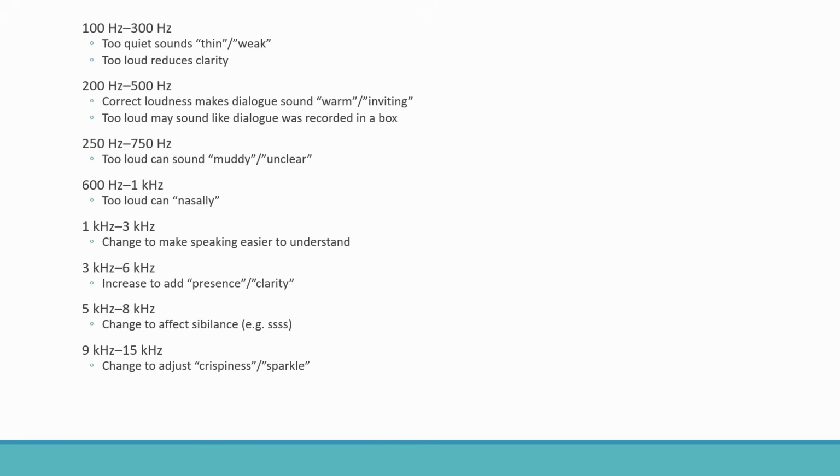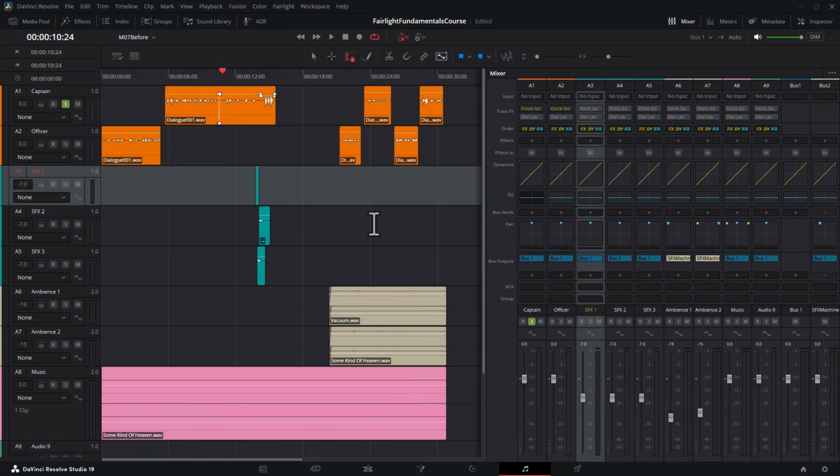And from 9 to 15 kHz, you can change this to adjust the crispiness or the sparkle of the dialogue. From 10 to 20 kHz, you can adjust this to change the airiness of the dialogue. Because every person's voice is different, there's no one magic EQ setting that will work on all voices, but there are some common things you can do that work on most voices.